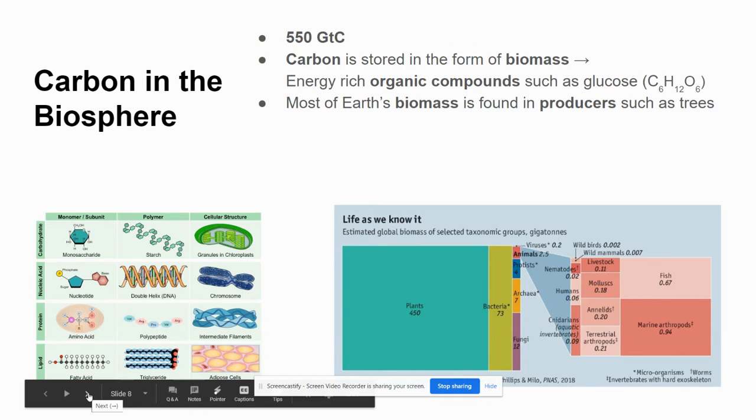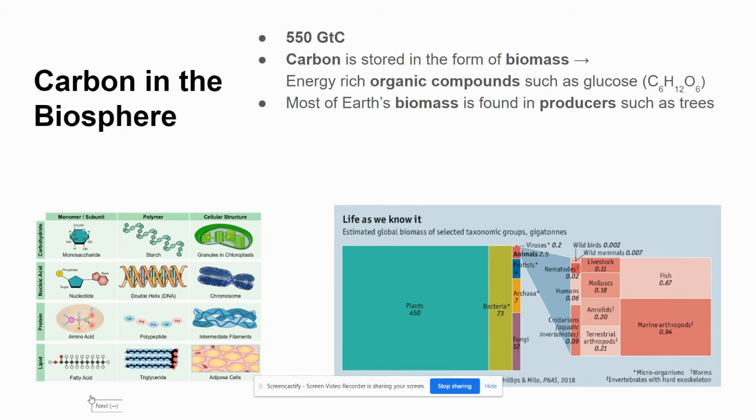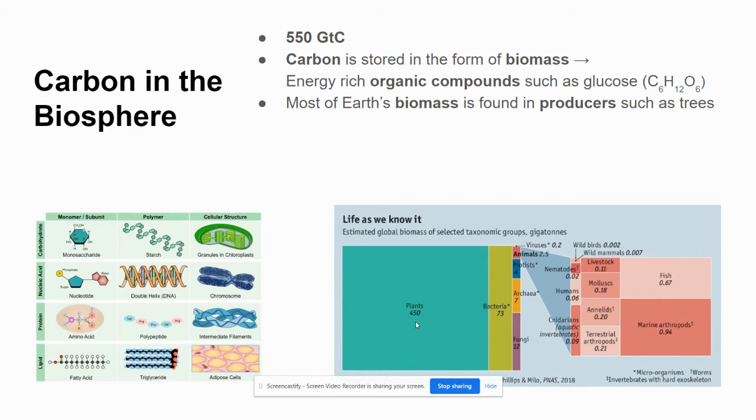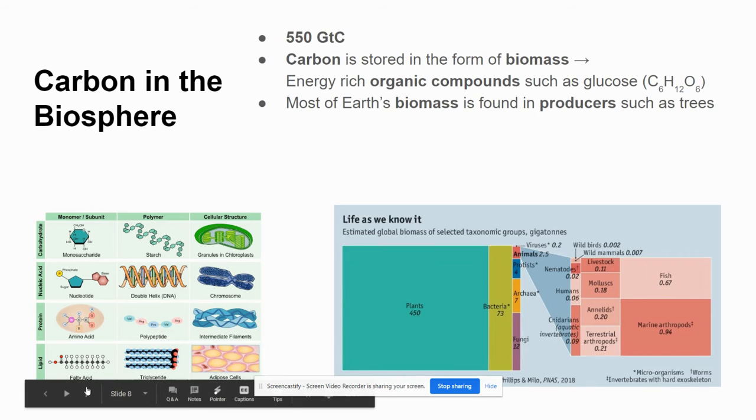Most of the earth's biomass is found in the producers, such as the trees. If you remember your bio lesson from the ninth grade, the producers are the trees, which are the only ones that can trap the solar energy. And the major biomass, at the bottom of the pyramid, exists in the producers. If you see the diagram here, the plants are 450 here, and as you go up the pyramid, the biomass keeps on going down.